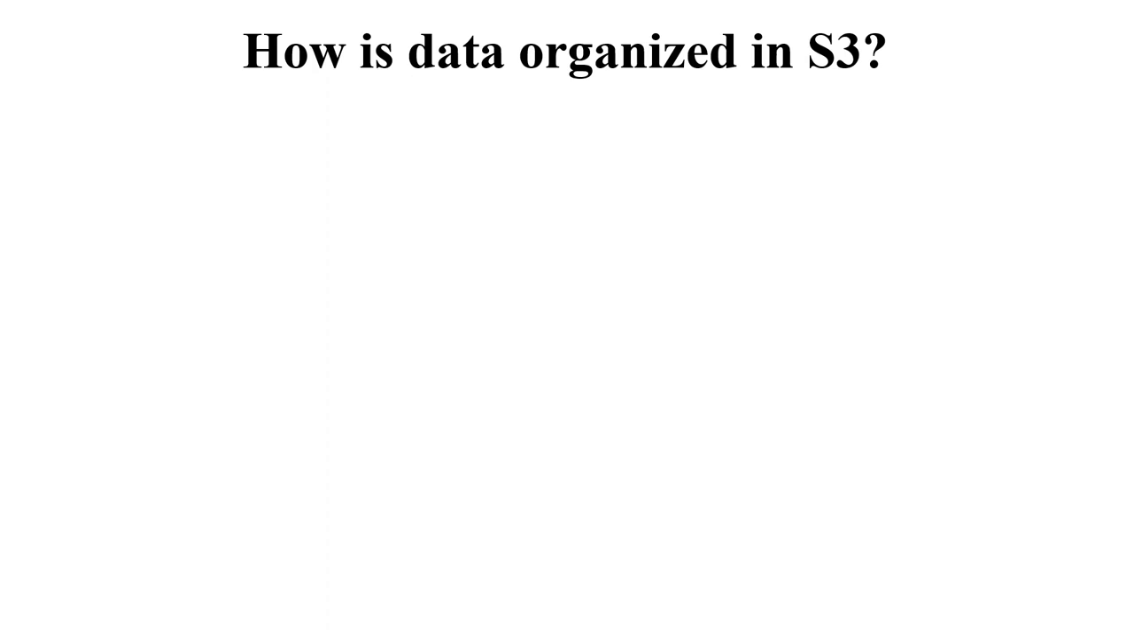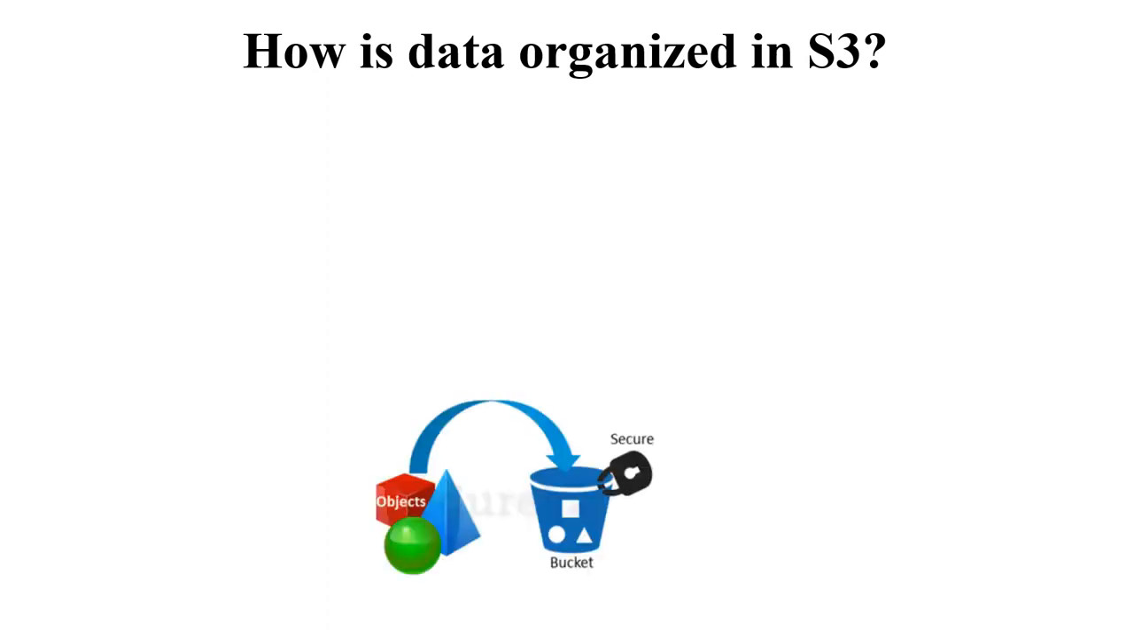How is the data organized in S3? S3 has two concepts. One is the bucket. At the operating system level, we normally say folder: create a folder and keep all the files in it. The same way in S3, if you would like to store objects, first you need to create a bucket. A bucket is kind of a folder.